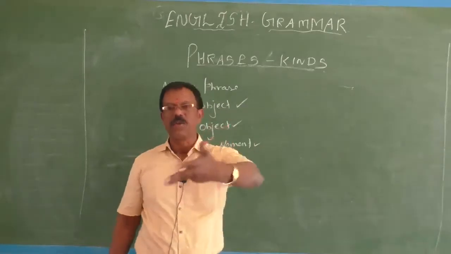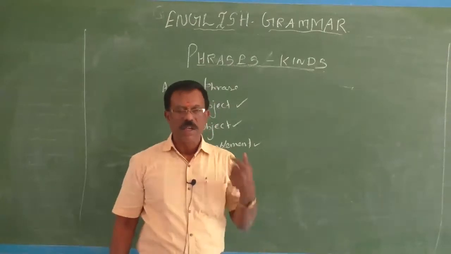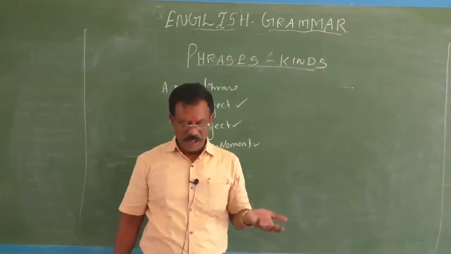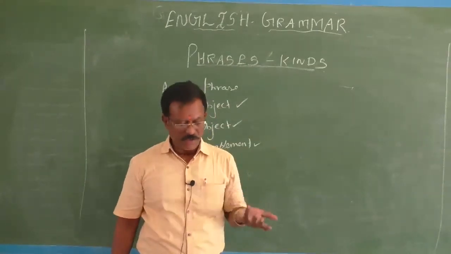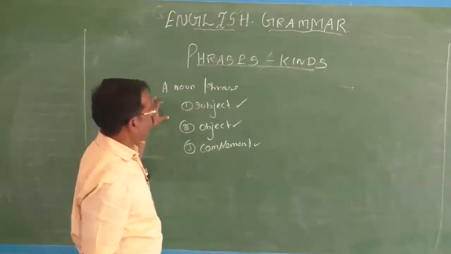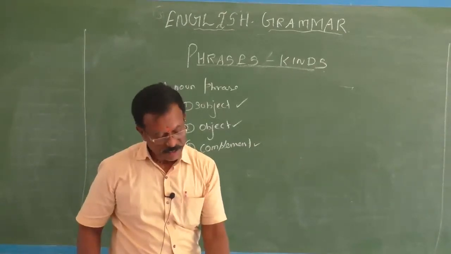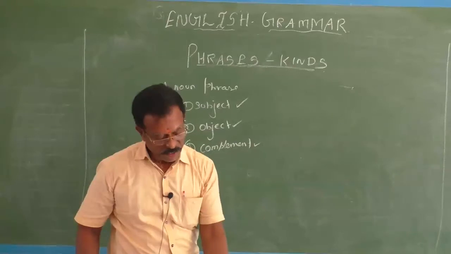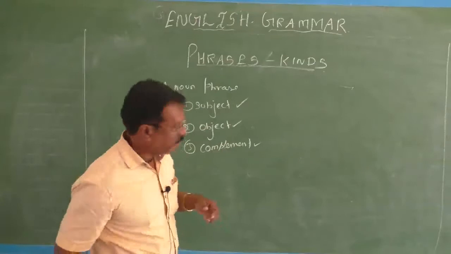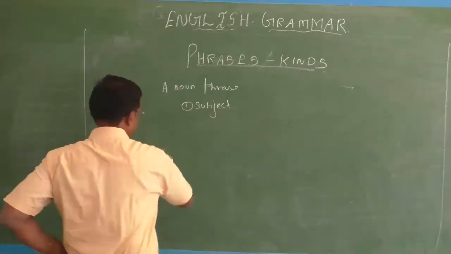It may be, as I told you already, used with other modifiers, determiners, adjectives, quantifiers and numbers. Some of the modifiers may be pre-modifiers, some of the modifiers are post-modifiers. Okay, see how it is used as a subject. For example, a noun phrase can be used as a subject, an object, or a complement. First, let me give you an example for the subject. I will give you some examples for that.